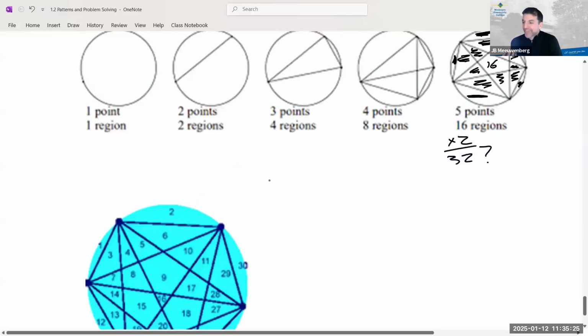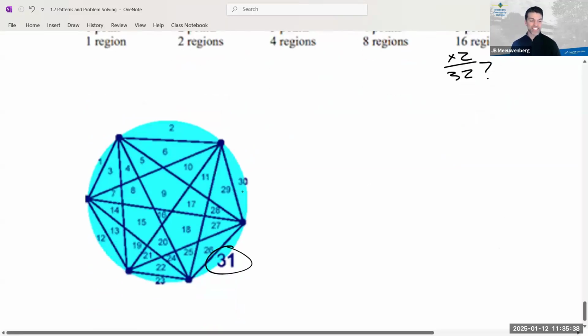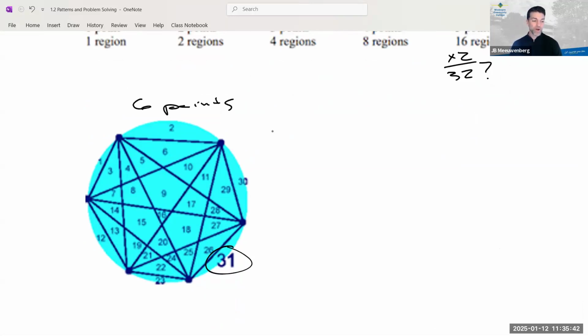So this pattern that exhibited itself through the first 5 numbers, 1, 2, 4, 8, 16, all of a sudden stops once we get to the 6th point. 6 points, only 31 regions. So is it true then that you can determine any number in this sequence? No, we can't. It's not always going to double.